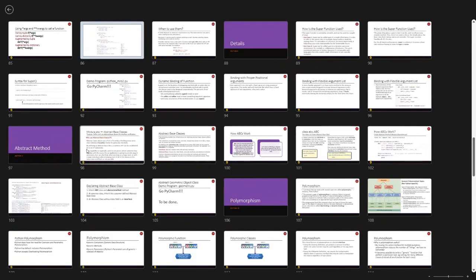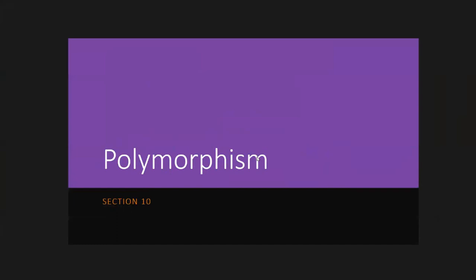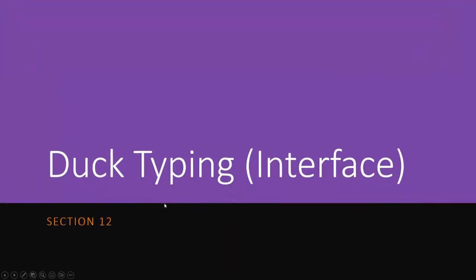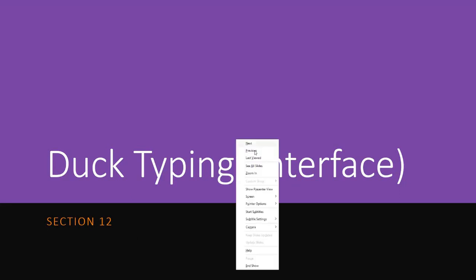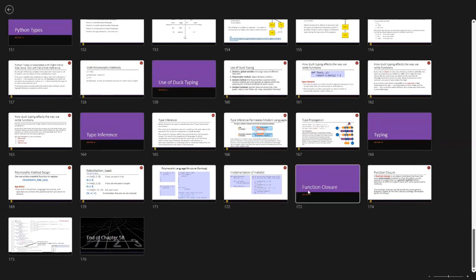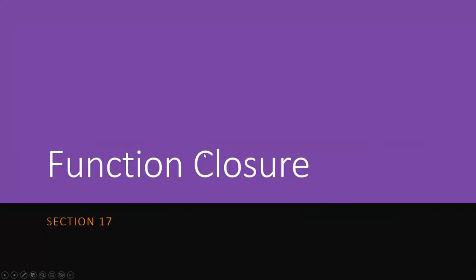And abstract methods and polymorphism. One important thing for Python is duck typing. Duck typing is not a feature of Java; it is a special feature of Python. At the end, we have function closure. And that concludes chapter 5B on the class-to-class relationship.